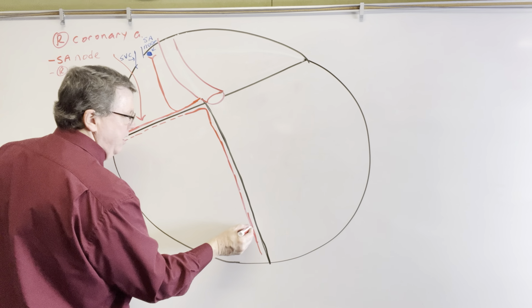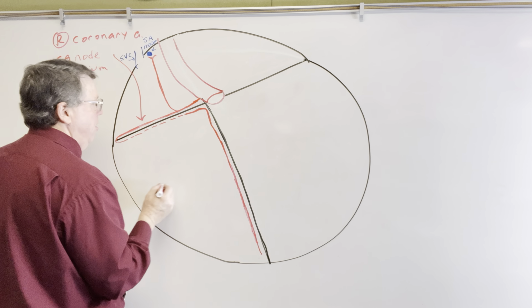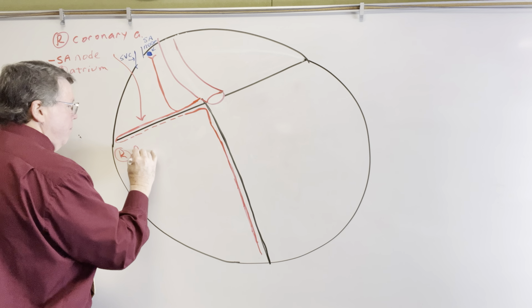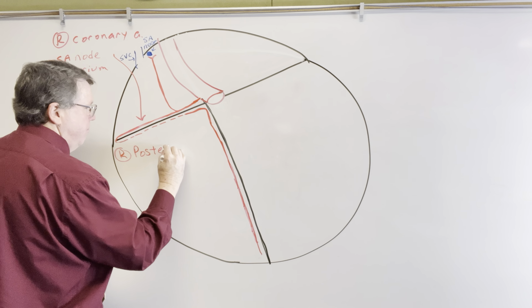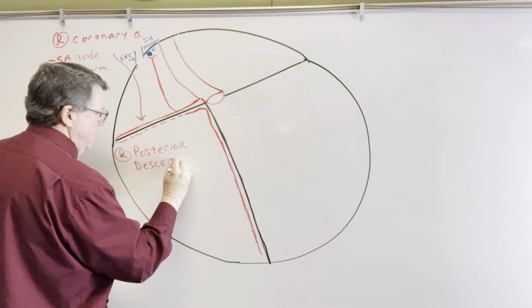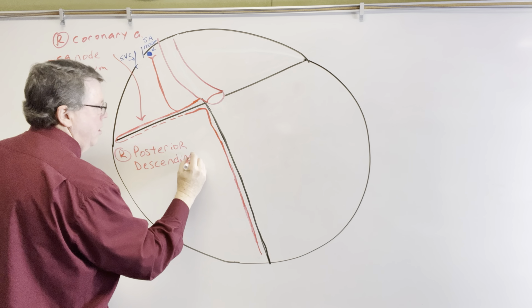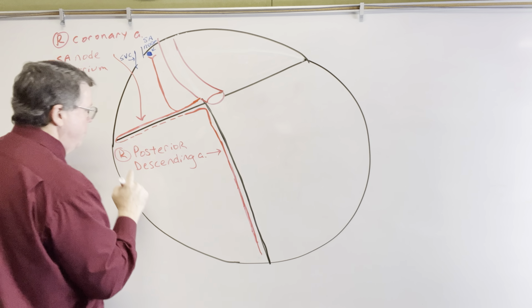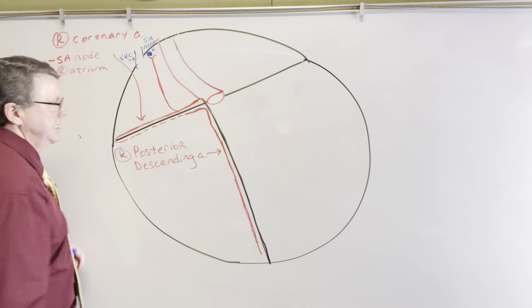So even though it looks like I'm drawing this on the front, this is actually on the back side of the heart. And we're going to call this the right posterior descending artery, because it's descending there.